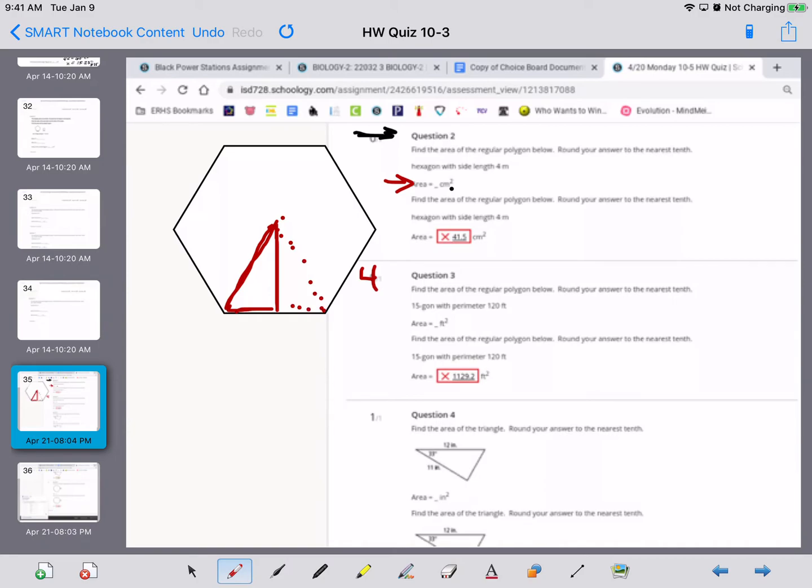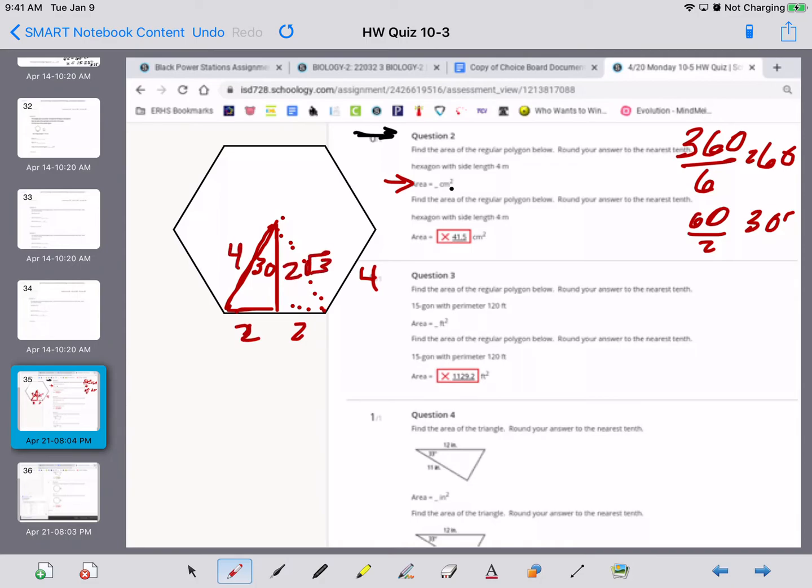Now the things I've got to do: 360 divided by 6 is 60 degrees. That is the big angle, but I've got to cut that 60 in half to get 30 degrees, and that's what this is. Now remember, this is a 30-60-90 triangle. So this is 2 and this is 2. That makes that whole side 4, 2 times 2 is 4. And 2 square root of 3 is my apothem.